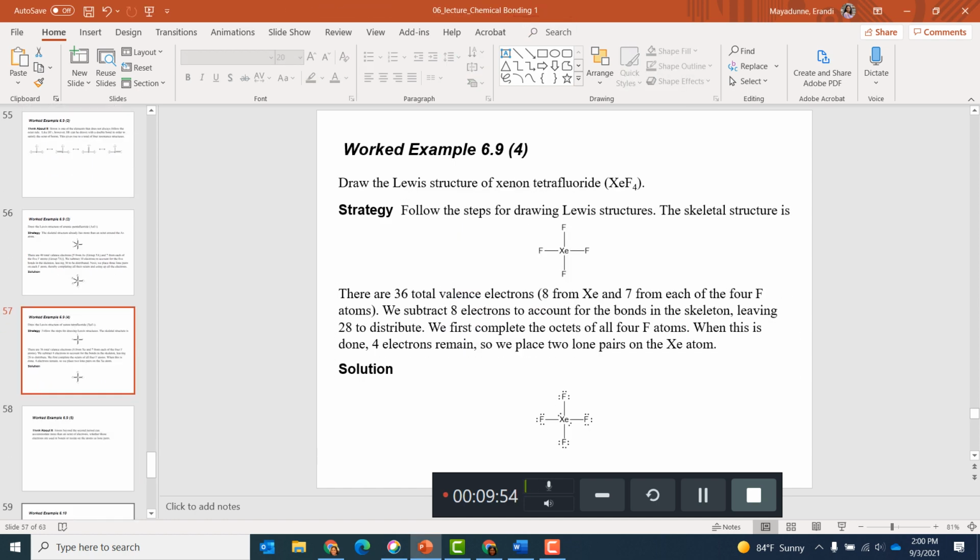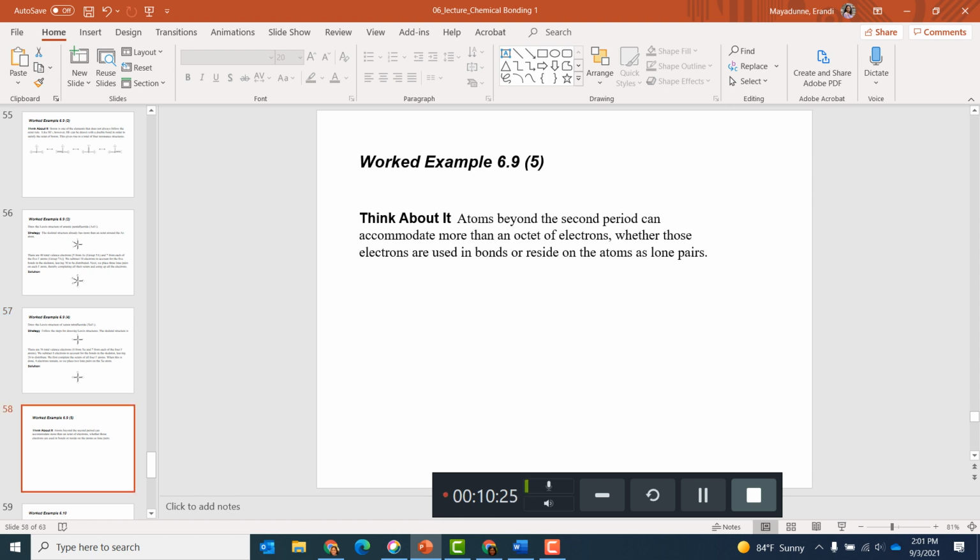And then you go to xenon tetrafluoride, the same thing, but xenon brings 8 electrons, fluorine brings 7 times 4, 28, and then 8, 36. When you put the 4 fluorines, 8 times 4 is 32, but you have 4 more electrons remaining. Those 4 more electrons go on the central atom. So that's how you draw xenon tetrafluoride.